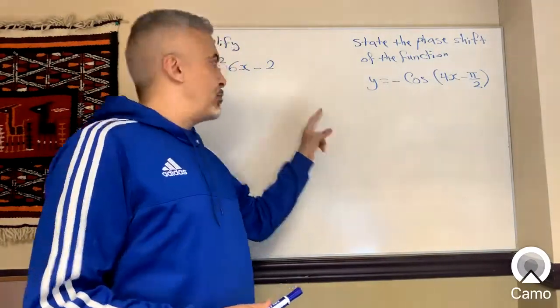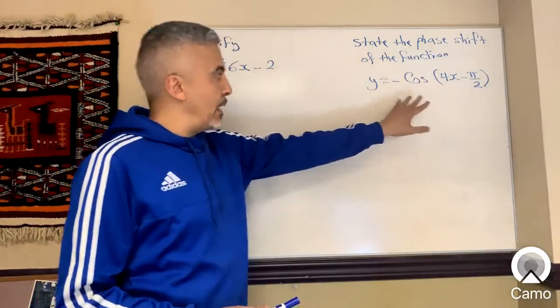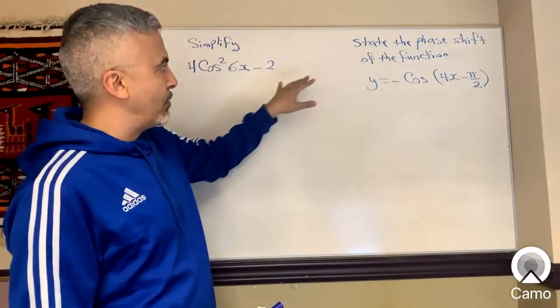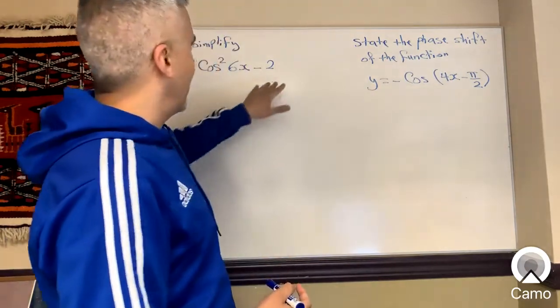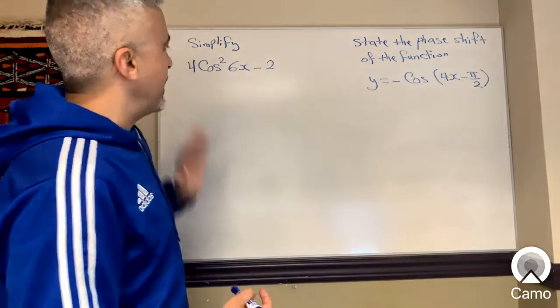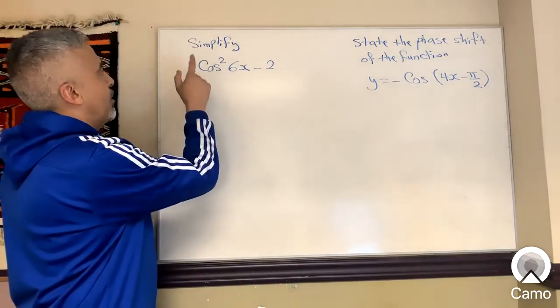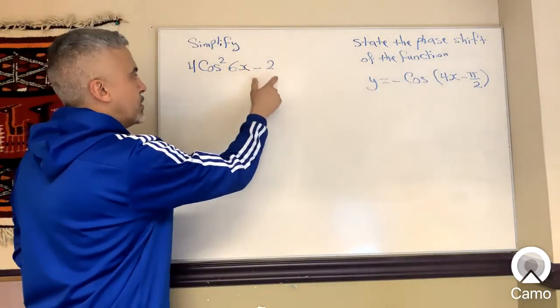I'm going to do a couple of trig questions. In Canada, we do them in grade 12, so these are grade 12 questions. In other places, I have no clue when they cover this. But anyways, the first one says simplify 4 cos squared 6x minus 2.